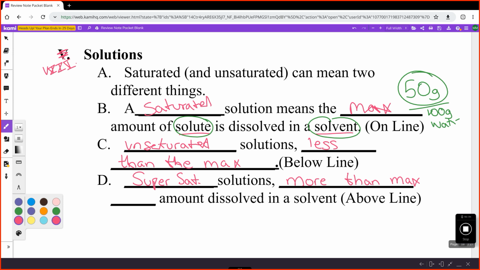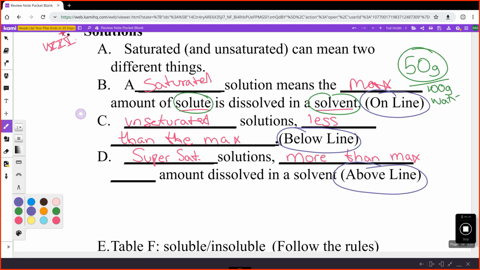In some solutes, the solute will not precipitate. It will stay dissolved. And that's how we get these supersaturated solutions. They are super unstable, but that's by definition. So you're dealing with the max, less than the max, and more than the max as the definitions. As this pertains to table G, which I'll explain in a second, we're talking about things that are on the line of table G, things that are below the line, and things that are above the line.